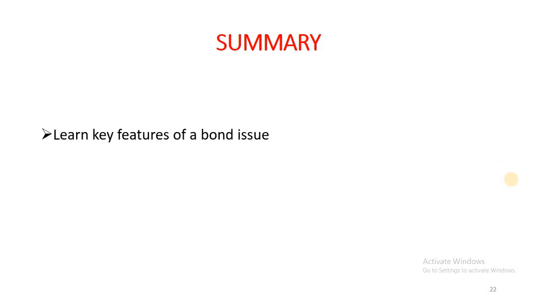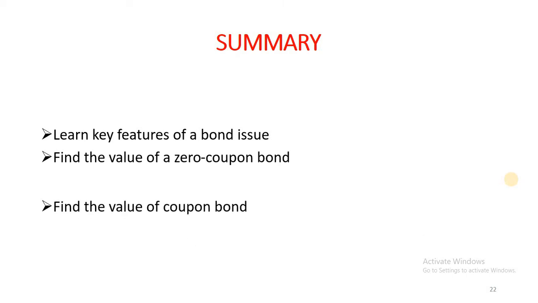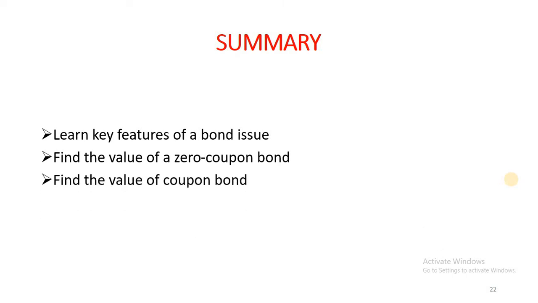Let's look at the summary of what we have learned. First of all, we have learned the key features of a bond issue. Bonds usually have two types of cash flows, which are its face value and coupon payments. Then we have learned how to find out value of a zero coupon bond. A zero coupon bond does not pay any coupon payments, so its value is simply the discounted value of its face value. Then we have learned how to find out the value of a coupon bond. The value of a coupon bond is the discounted value of its coupon payments and face value.